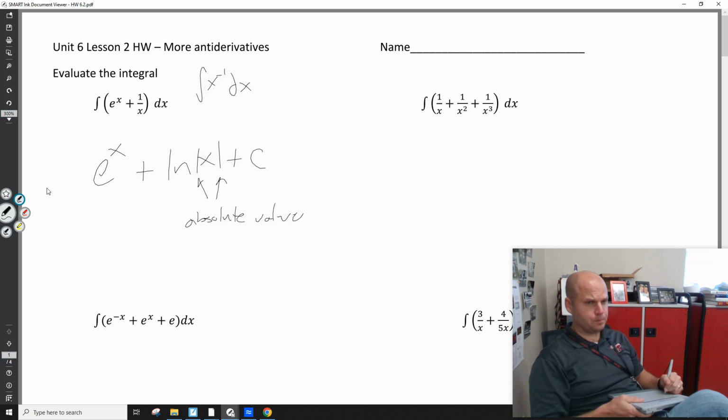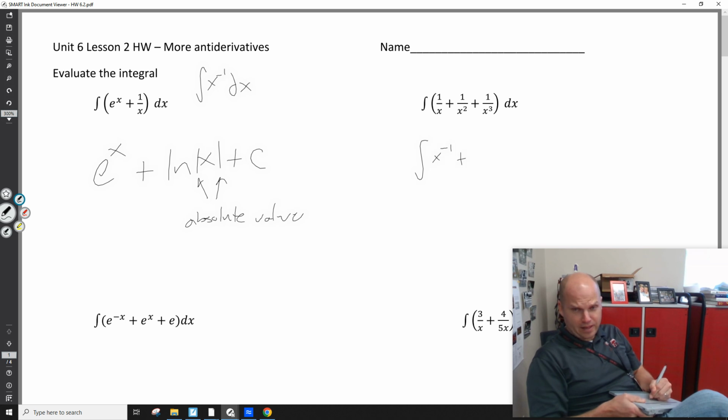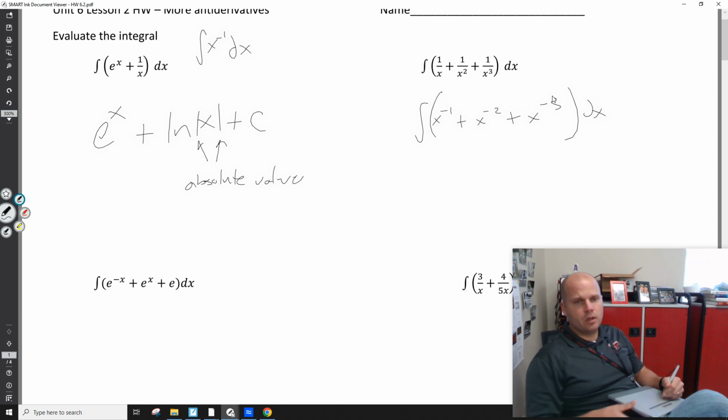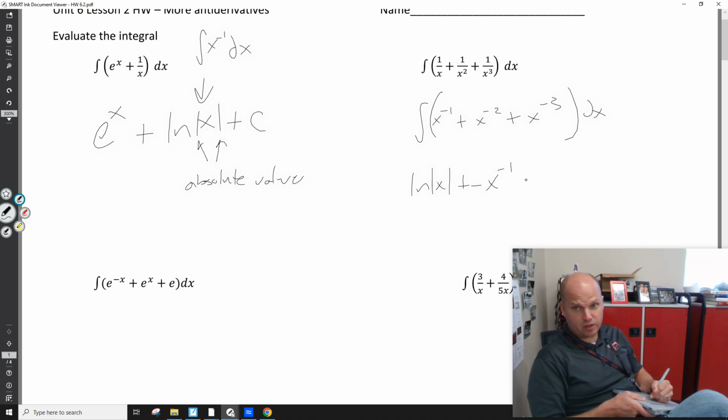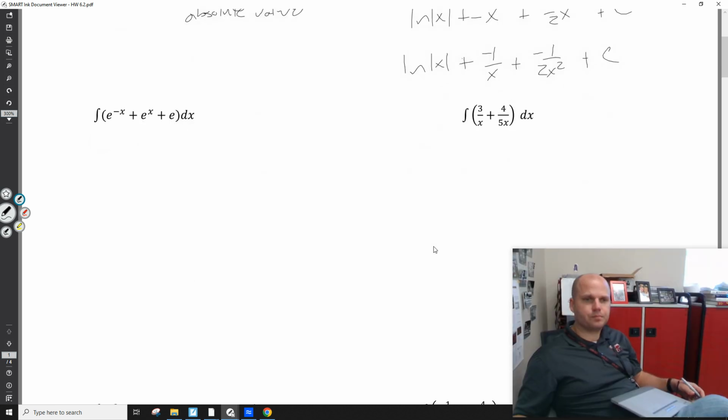This one drives it home, the whole power rule fallacy. The power rule works for every power except the negative first power. This antiderivative is log absolute x, but this antiderivative is x to the negative first times negative 1. This antiderivative is x to the negative second times negative a half. Log absolute x plus negative 1 over x plus negative 1 over, leave the 2 down, move the x's, plus c. Okay.